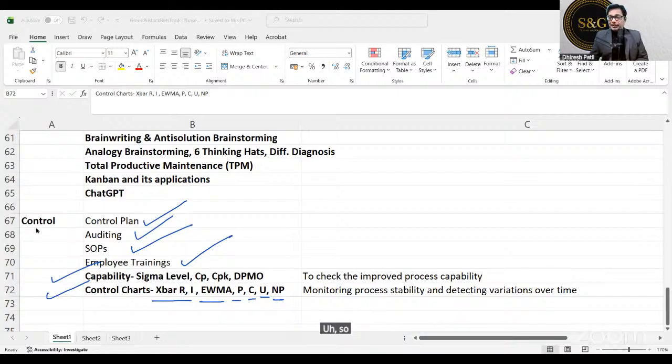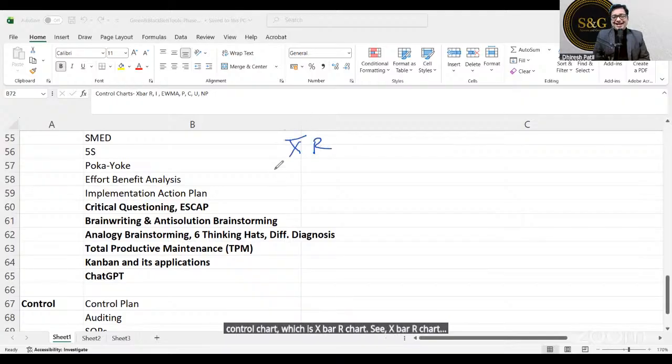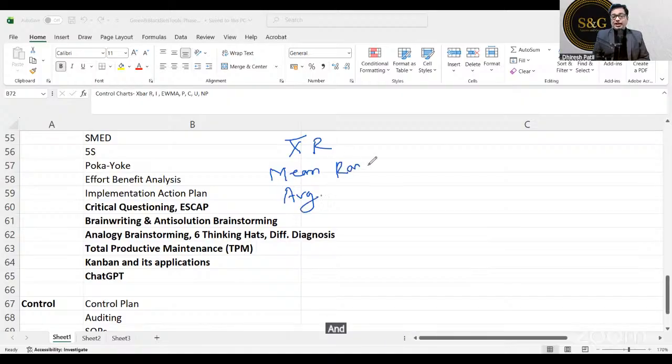So one question is by Anita ji, who is asking how I can make a control chart, which is X bar R chart. See, X bar R chart stands for mean range chart. X bar is mean, which is nothing but average, and R stands for range, which is nothing but the difference between maximum and minimum.